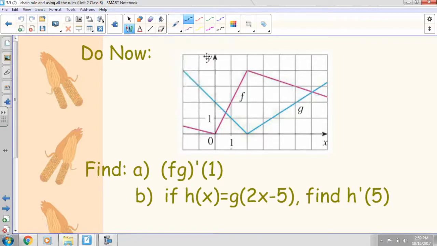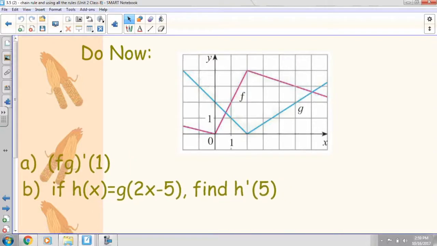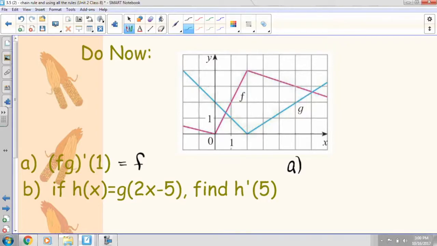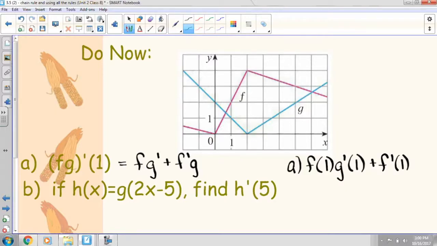So one of the things here is that you really have to remember the derivative is the slope of the function. So here we have linear piecewise functions, so you can find the slope. So for a, it is fg, f times g, so we will need to use the product rule, f times g prime plus f prime times g. So that's going to be of 1. So f of 1, g prime of 1 plus f prime of 1 times g of 1.